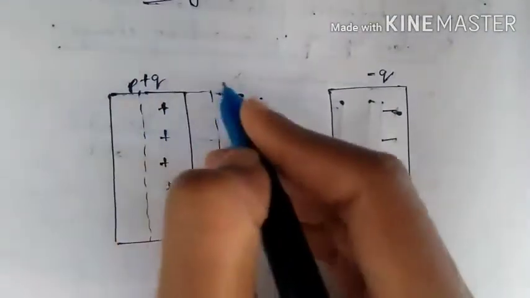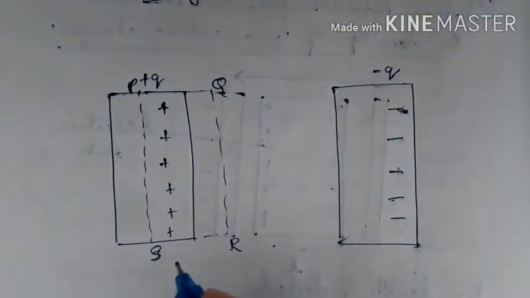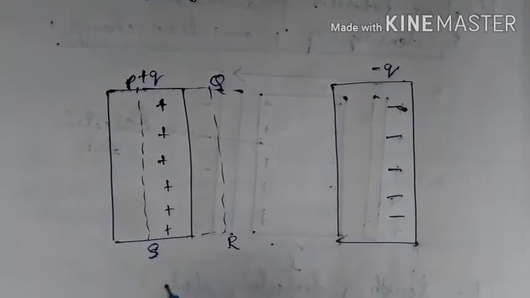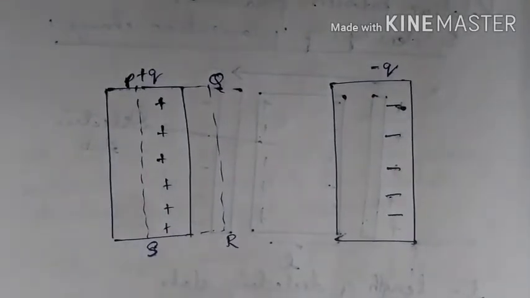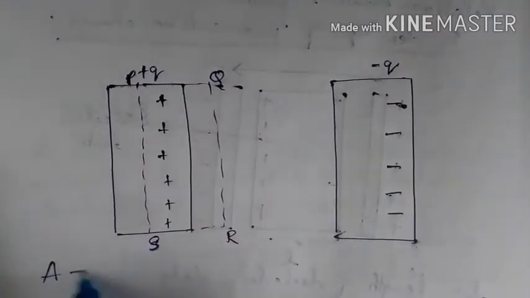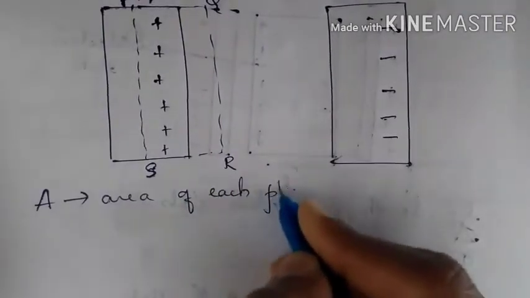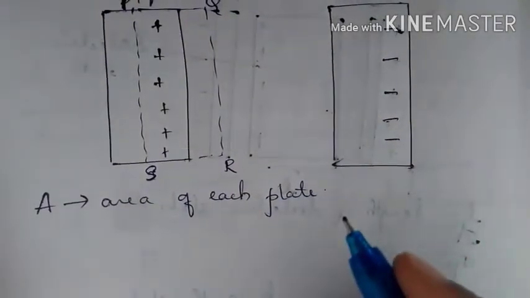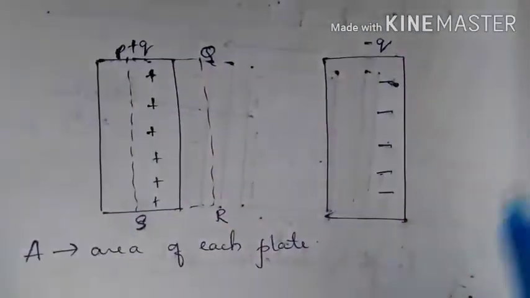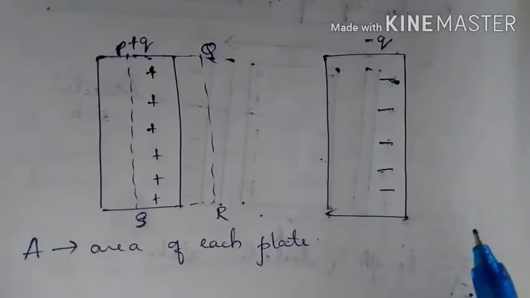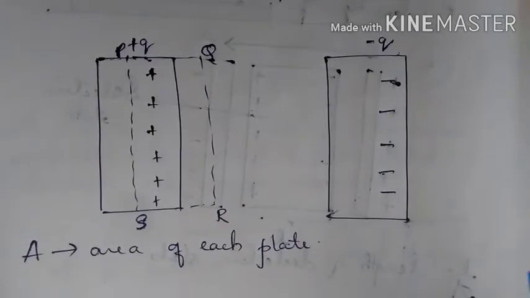So let this PQRS be the Gaussian surface for the parallel plate capacitor, and let A be the area of each plate. A is what? Area of each plate. So each plate has an area A, and plus Q and minus Q are the charges on the plate. So now between these two plates there will be uniform electric field.